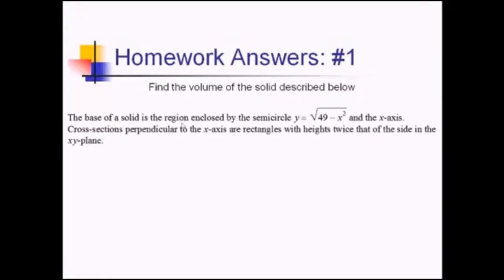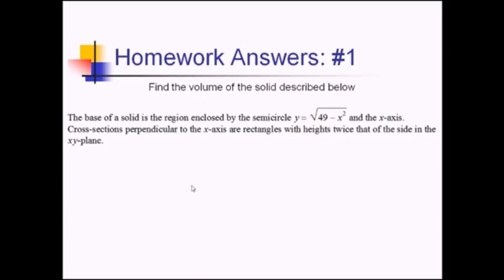For this problem, we have a base of a solid enclosed by a semicircle and the x-axis, and cross-sections perpendicular to the x-axis are rectangles, with heights twice that of the side in the xy plane. So we'll start this by figuring out the area of the cross-sections in terms of x.